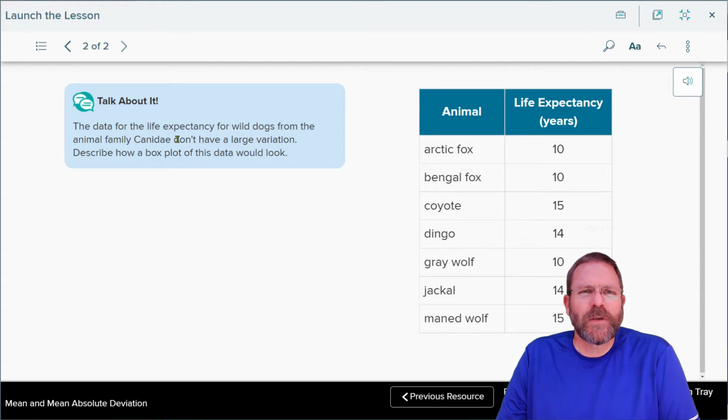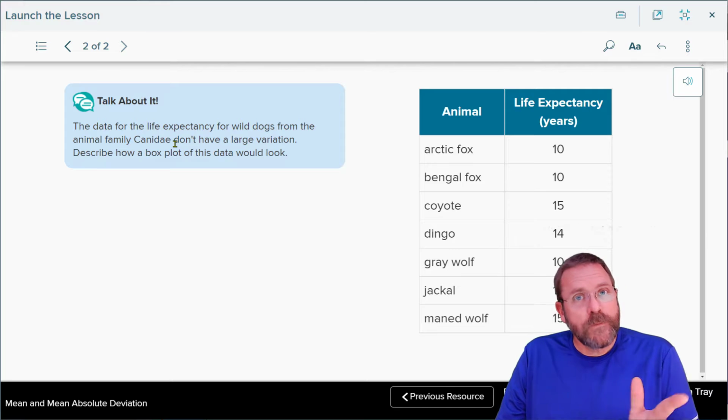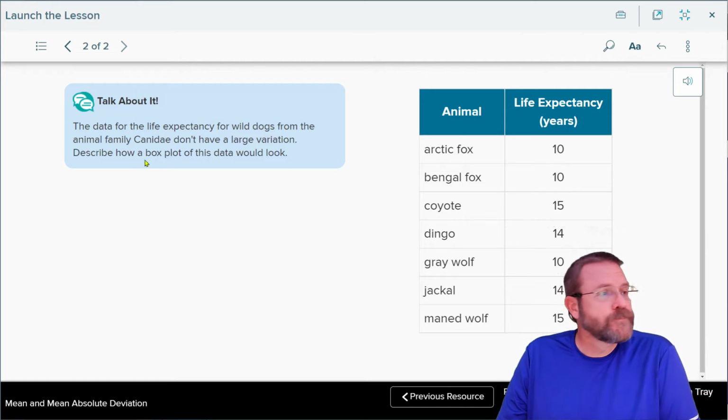"Don't" just doesn't work there. I think it should be "doesn't." Even though it's the same, I get it, but "don't" doesn't work.